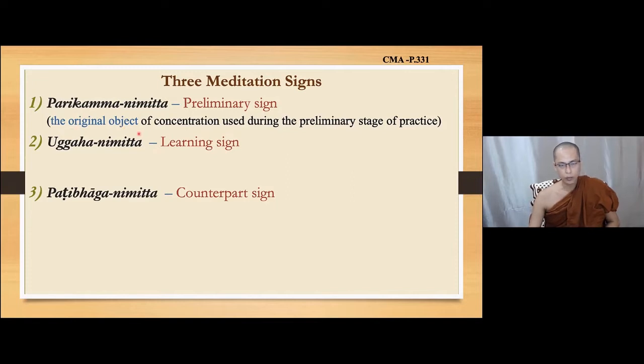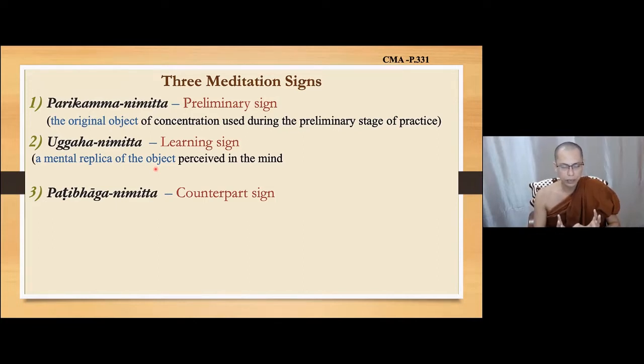Anyhow, the original object is the preliminary sign. It is called the preliminary sign at the beginning. Then after practicing and developing some state of concentration, you get the replica of the object, which is the same as or similar to the original one. So the mental object, the mental replica of the breathing, or what you see, is called the Uggaha Nimitta.